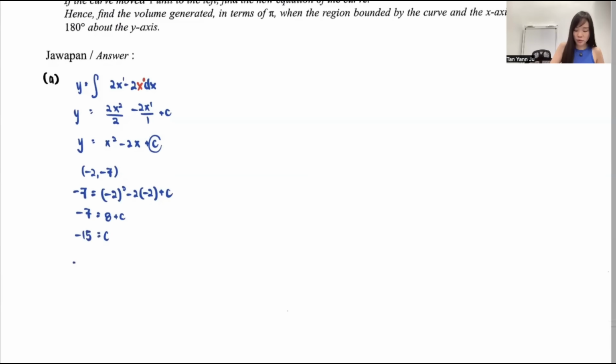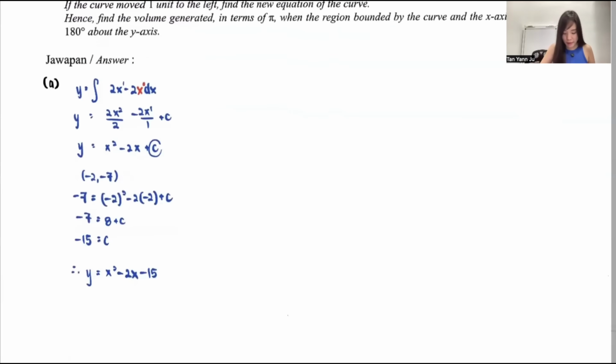Don't stop there. Remember to write your answer nicely. So your y is actually x squared minus 2x, and then the c is -15. Done. How many marks do they give you? 3 marks. So this answer is obviously 1 mark. The moment you integrate it correctly, 1 mark. The moment you get the c or sub inside, getting 1 mark.